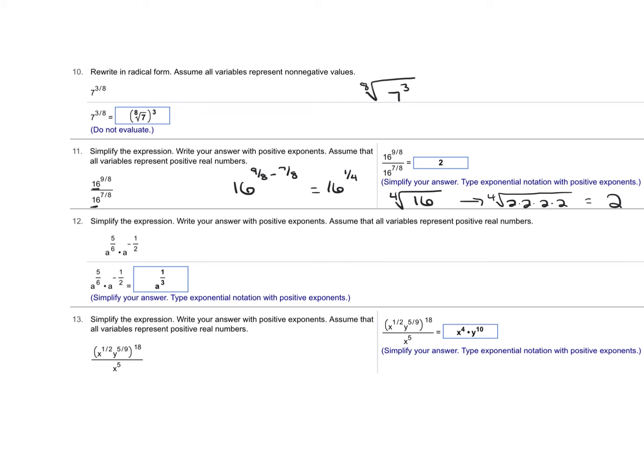When we are multiplying, remember we can add our exponents. So I'm going to have 5/6 plus negative 1/2, which I'll write as negative 3/6. So that becomes a to the 2/6, which is a to the 1/3 power.